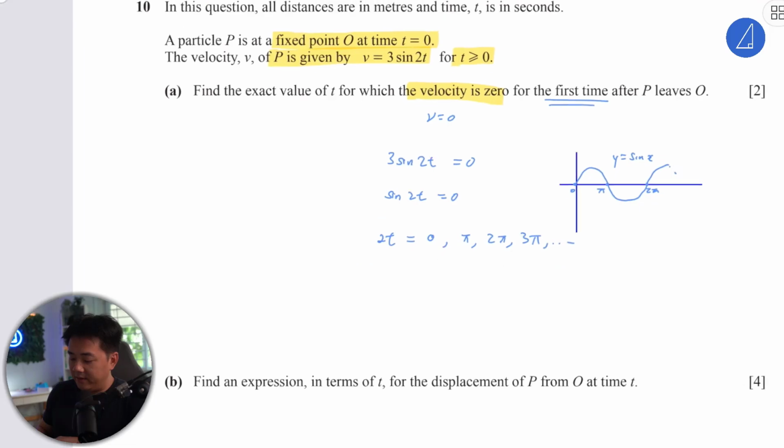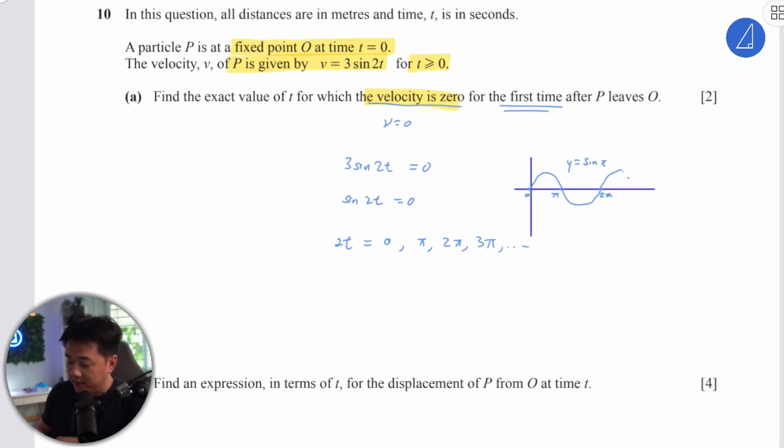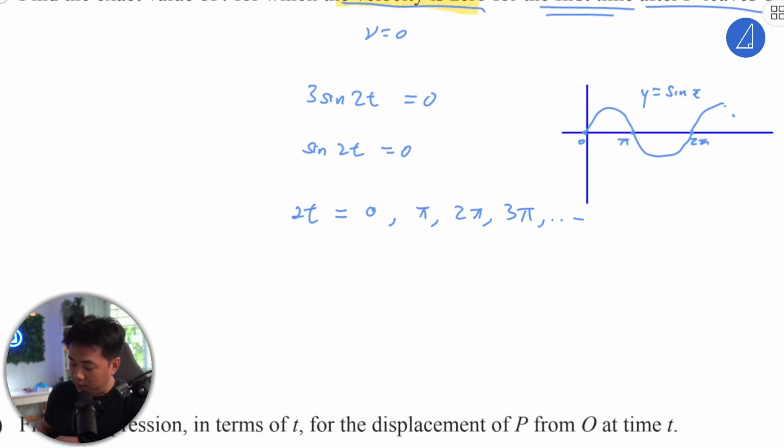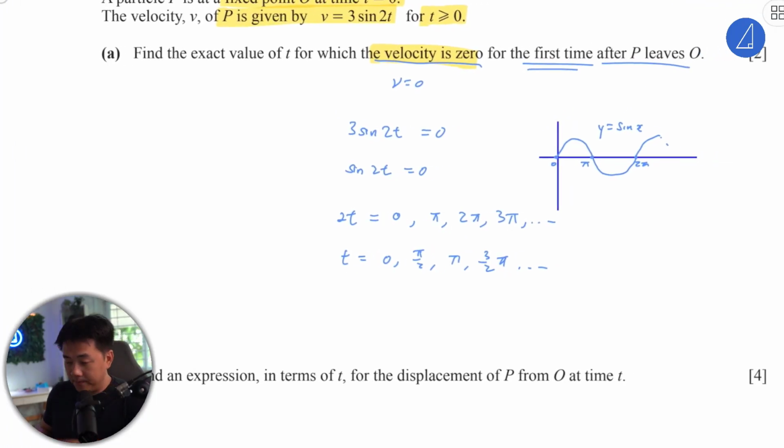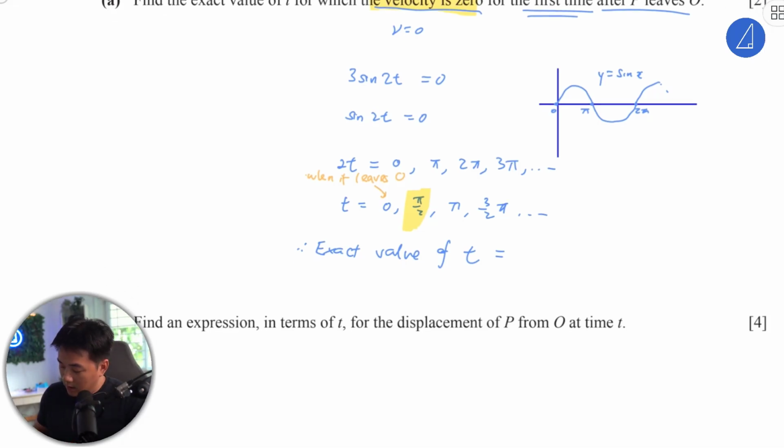So for the exact value of t at which the velocity is 0 for the first time after leaving O, you take pi here, so t is 0, pi over 2, pi, 3 over 2 pi. For the first time it will be pi over 2. This is the first time after, because this is when it leaves O. So essentially, pi over 2 seconds.